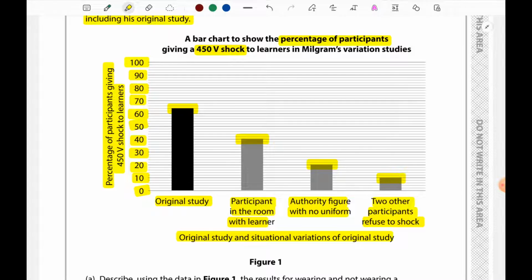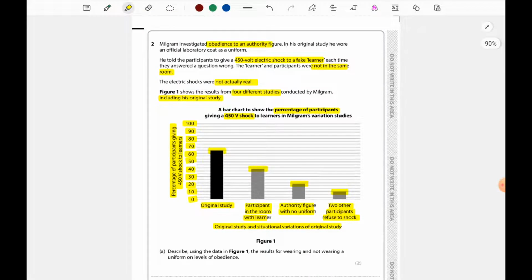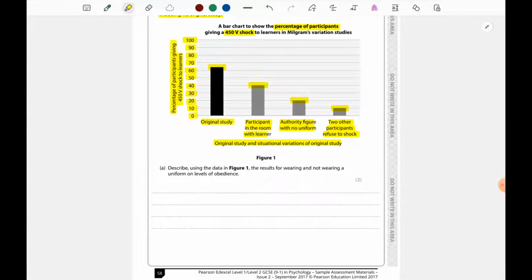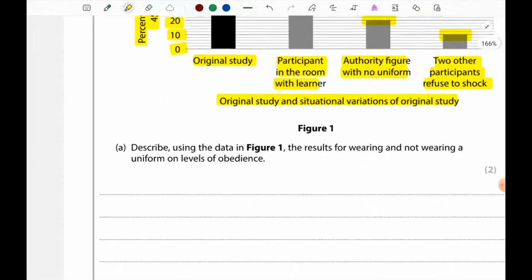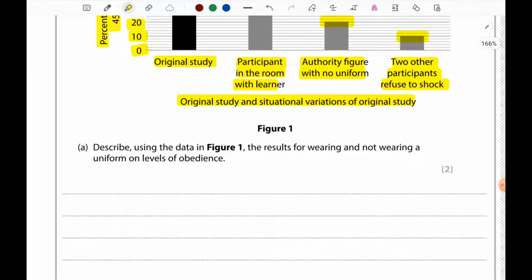Okay, like I said, just to get an estimate of what is happening and a rough picture of what has been shown through the different variants, we can always think like this, though it's not compulsory. Then we can come to the question asked. Describe using the data in figure 1 the results for wearing and not wearing a uniform on levels of obedience.